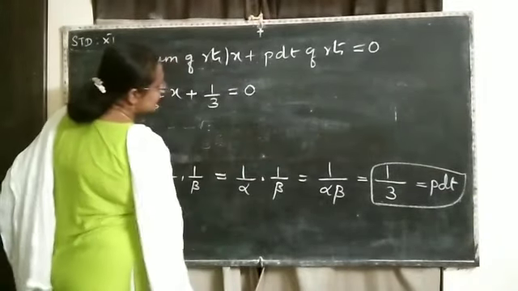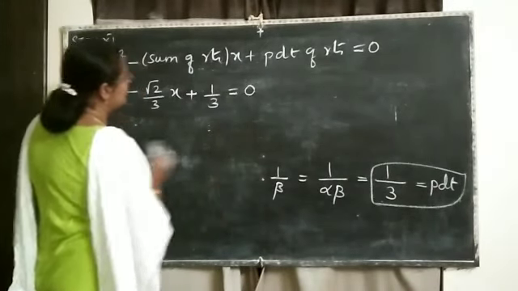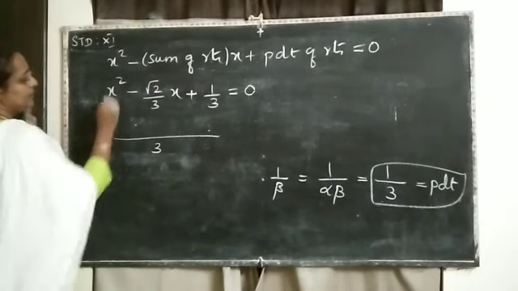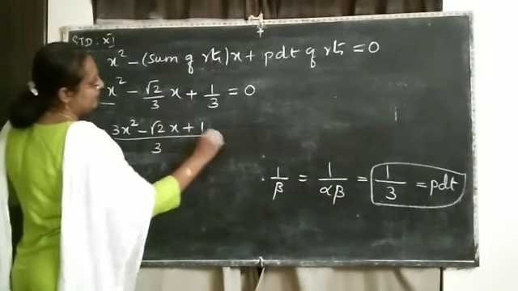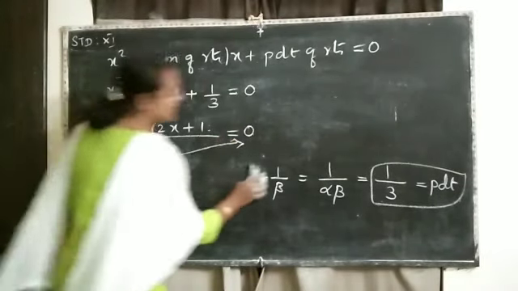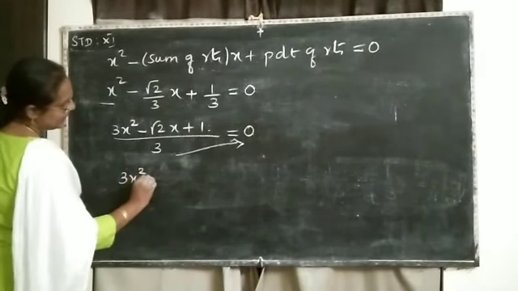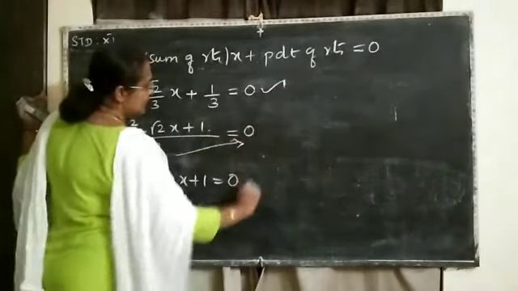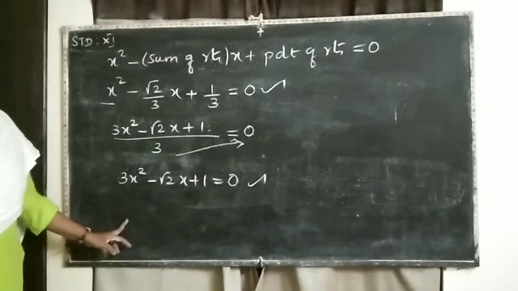Now we can leave the answer as it is, or we can simplify the answer and give it in a simplified form. When we take LCM, this becomes 3x squared minus root 2x plus 1 is equal to 0. Multiplying, 3 into 0 will be equal to 0, so I'll get 3x squared minus root 2x plus 1 is equal to 0. Either this answer or this answer, both are the same. Did you understand this simple sum?